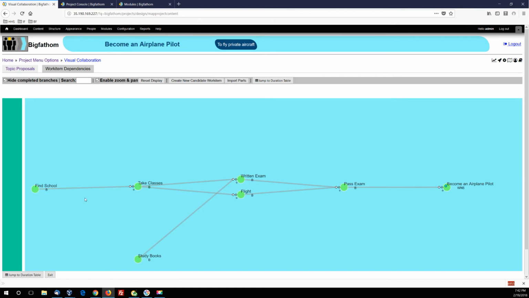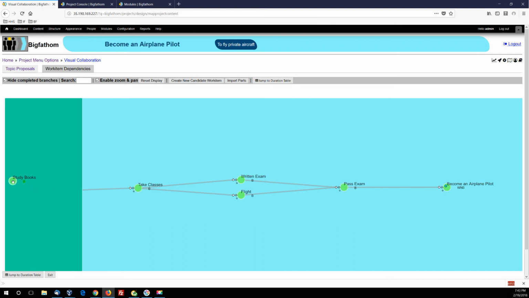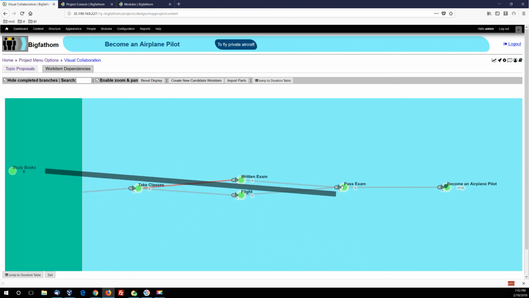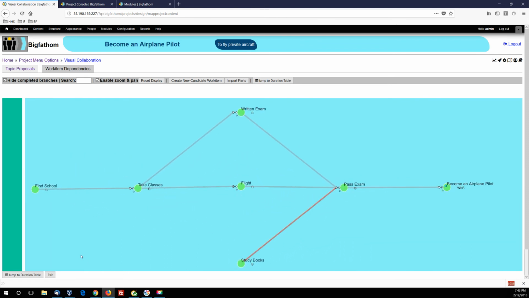We can see this diagram and interpret it as things on the left have to happen before things to the right. We can change our mind about assignments at any time, and so on.